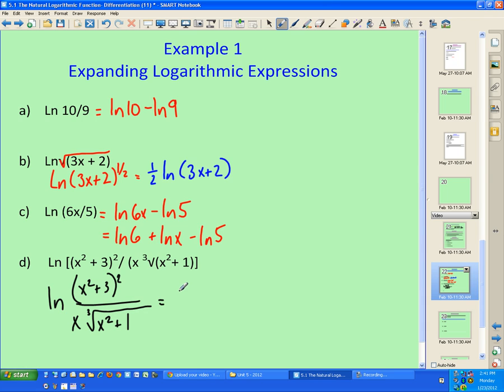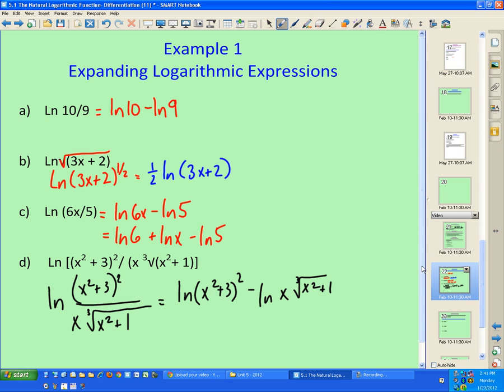So it's going to be the natural log of (x squared plus 3) squared minus the natural log of x times the cube root of (x squared plus 1). So that would be how I'd start this, and then I'd start trying to get rid of exponents and any other addition and subtraction that I can deal with, or any other multiplication I can deal with.